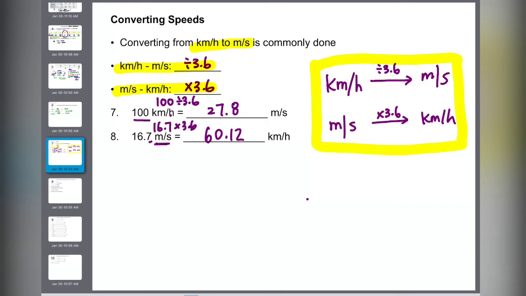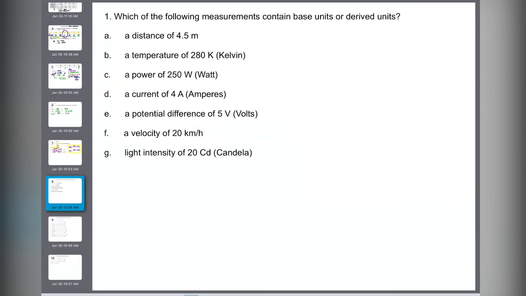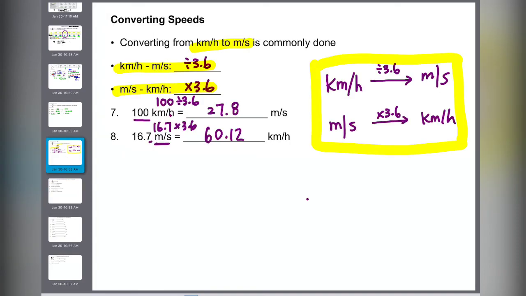Okay, so I am done with the lesson. You have a worksheet following at the bottom, so I need you to work on your worksheets. Question 1, 2, and 3. Hopefully you did okay with the note-taking.